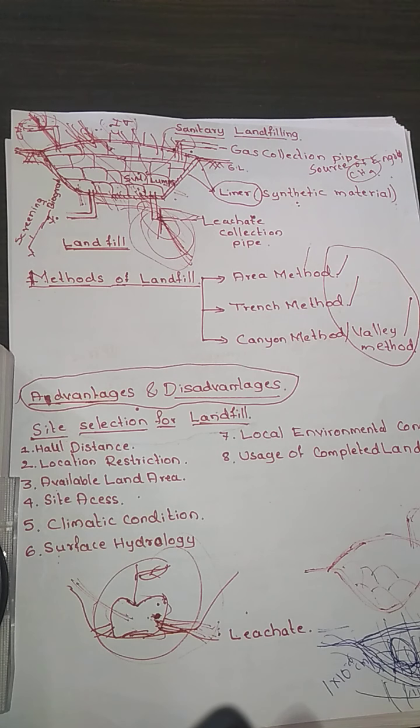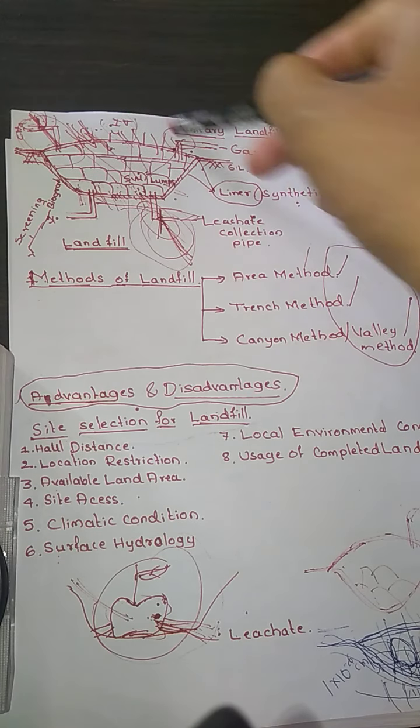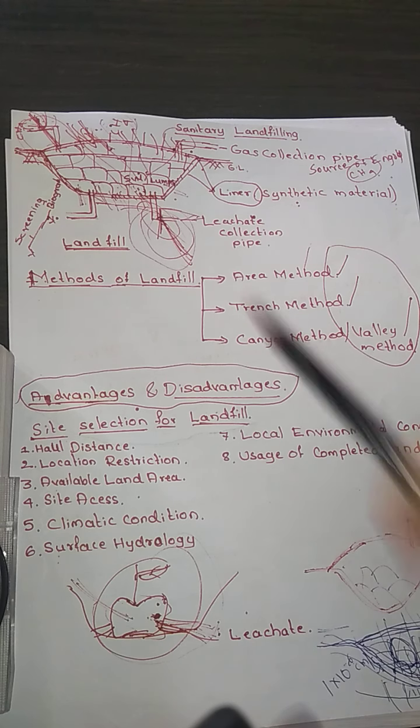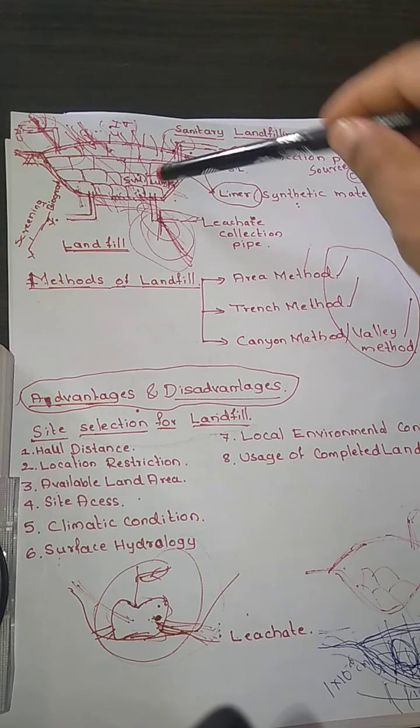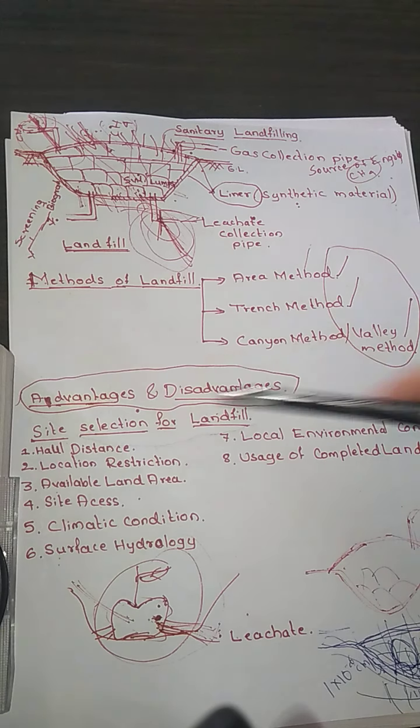The solid waste heaps, we are going to keep one above the other, and at the bottom we are going to have the liner. At the top again we are going to have the liner, and hence we are going to maintain the anaerobic condition, and whatever gas is generated gets extracted. We will be getting it from the top, and the leachate we are going to get from the bottom. So it is an engineering design facility. The methods of landfill are nothing but the area method, trench method and canyon method.